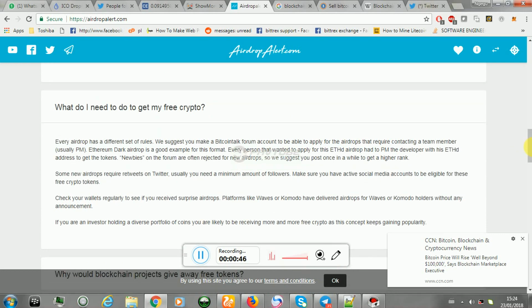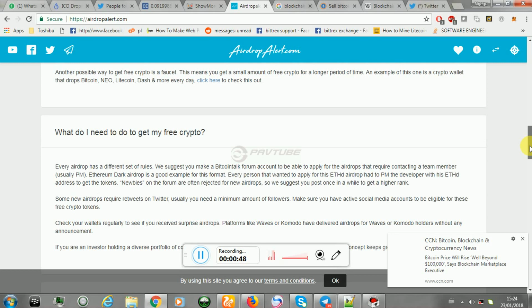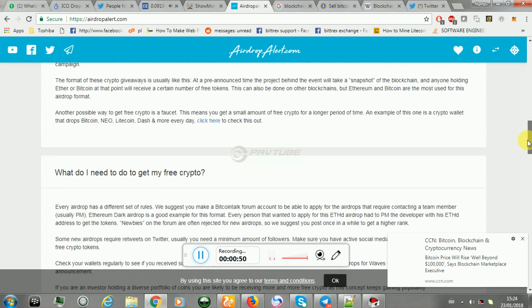And also the tutorial is going to teach us a little bit about how to create some wallets, an Ethereum ERC20 wallet. It is also going to teach us how to create a Telegram account, how to create a Twitter account, how to retweet people's tweets, and so on and so forth. Those are just the simple things you need to be doing to actually get these free airdrops. Okay, now let's get started.